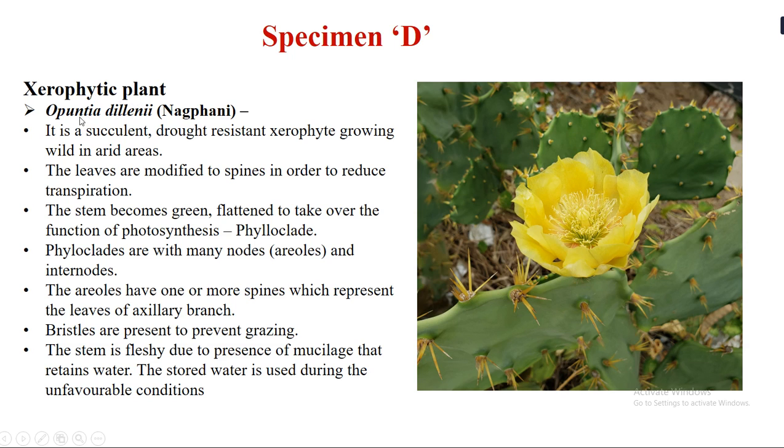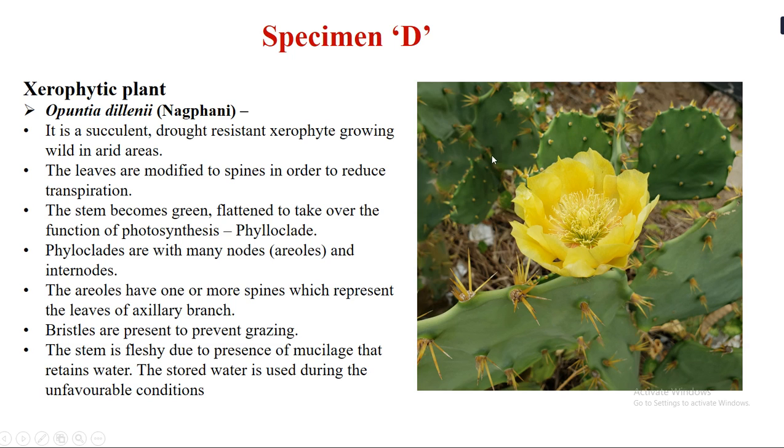The first xerophytic plant is Opuntia dillenii, which is commonly known as nagphani. This is a succulent plant, very commonly known as a cactus plant. It is a drought resistant xerophyte. What are xerophytes? Xerophytes are plants that grow in wild arid areas, in desert areas where there is no water. Plants that grow in such drought conditions are known as xerophytic plants.